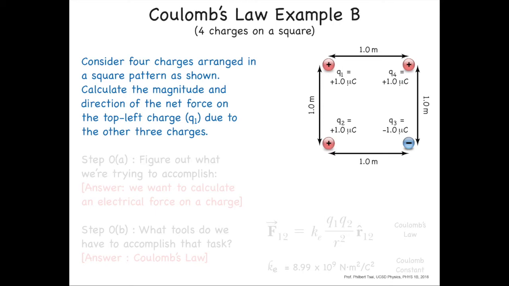Let's go over this example of four charges. It's an example of Coulomb's law in two dimensions. So we're going to consider four charges arranged in a square pattern. We're going to calculate the direction of the net force on the top left charge, this Q1, right? So we're interested in the force on Q1 due to the other three charges.